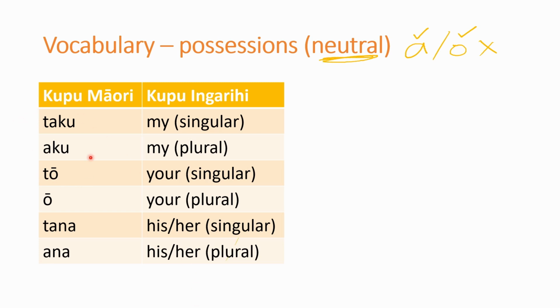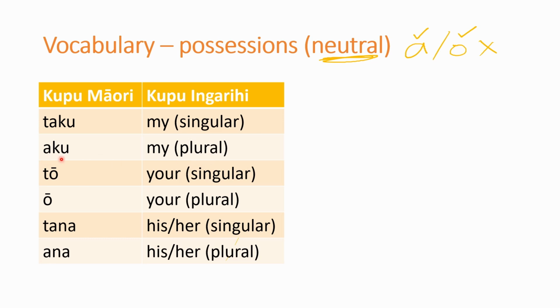Alright, on the left hand side we have kupu Māori, which are Māori words. On the right hand side we have kupu Ingarihi or kupu Pākehā, which means English words. First one, taku, which means mine, but singular. What I mean by that is if I have one object, I would use taku. So taku kurī, which means my dog, singular.